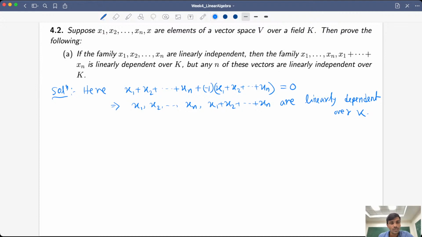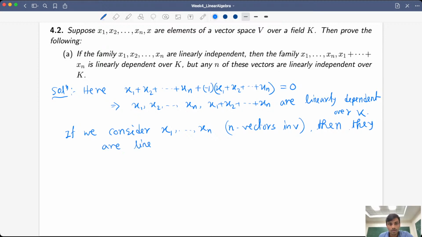So if we consider this set, x1 through xn, n vectors in V, then they are linearly independent by hypothesis.